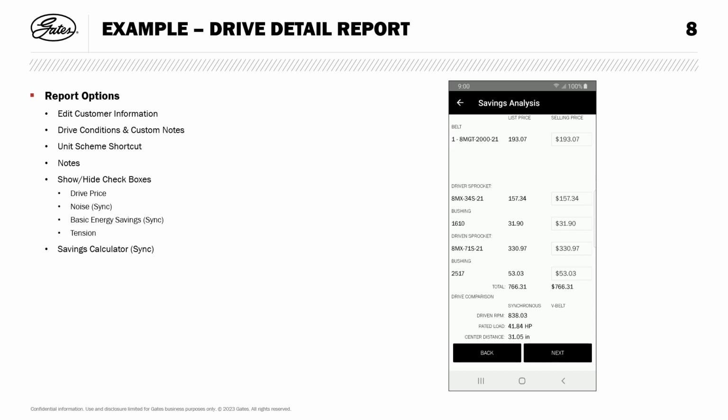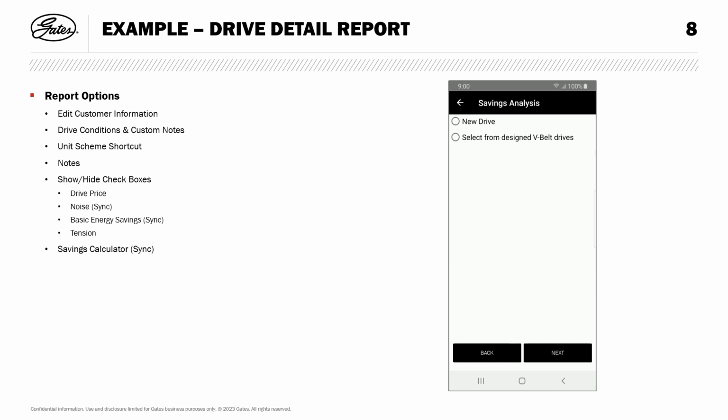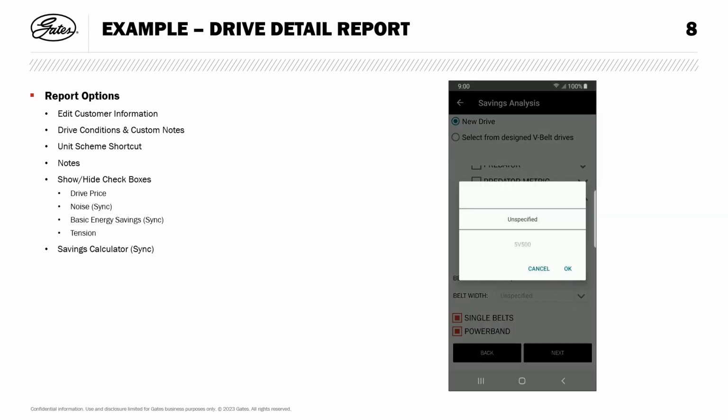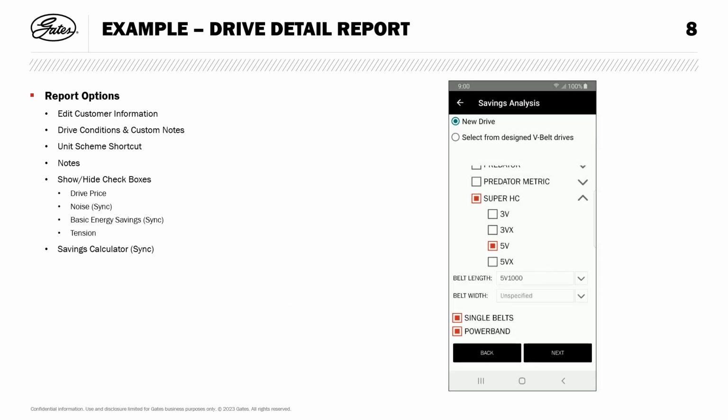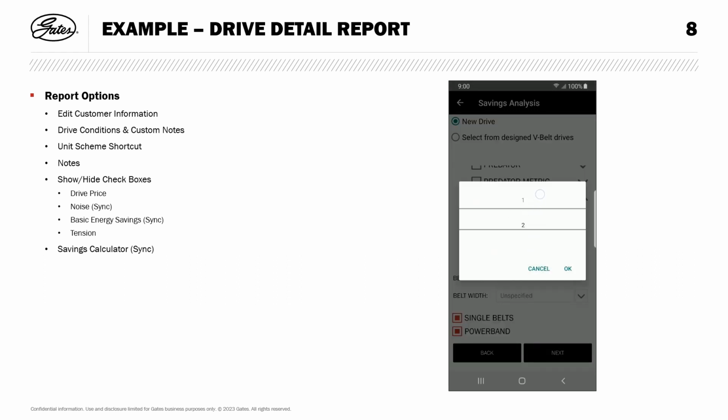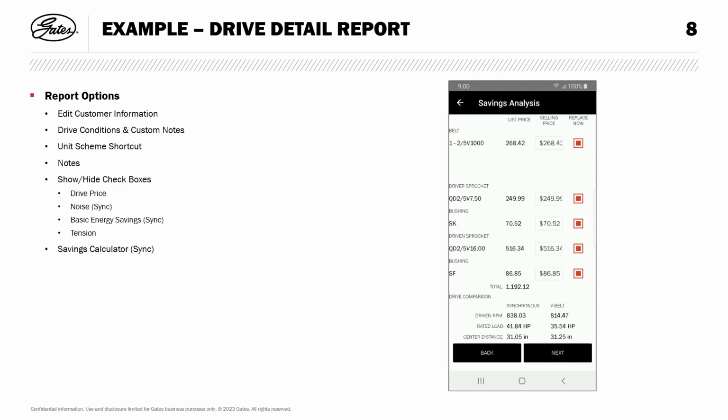I'll move on to the next screen and select the belt I want to compare to. If you want to compare to a V-belt drive solution DF Pro has generated from the same inputs, you can do that here. I don't, so I'll enter the V-belt drive my customer has installed. Hit Next, and it will auto-populate the cost information for that drive.